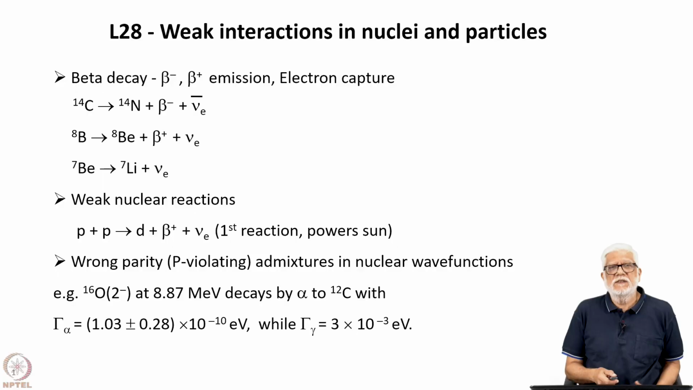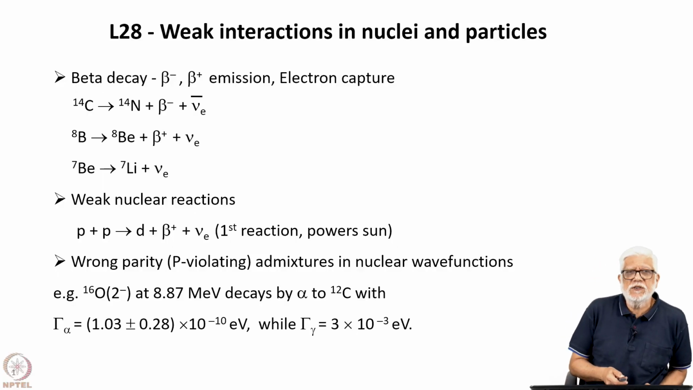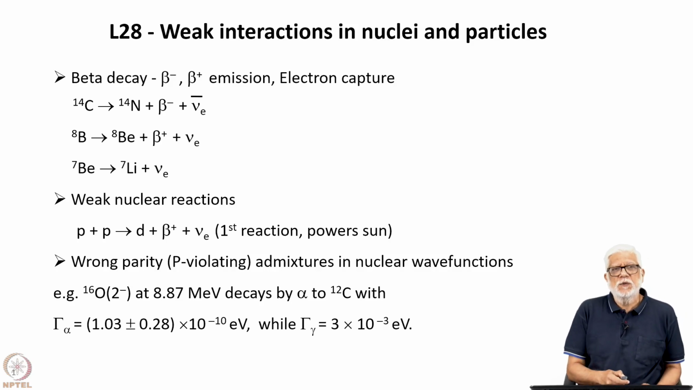So, in this lecture, we will talk about weak interactions in nuclei and particles. And so, in the first couple of slides, we have examples of weak interactions. So, for example, you have beta decay. This is an example of a weak interaction in a nucleus because you can have, let's say, beta minus emission, beta plus emission, and electron capture. So, these are of course spontaneous decays which occur in the nuclei where such processes are possible.